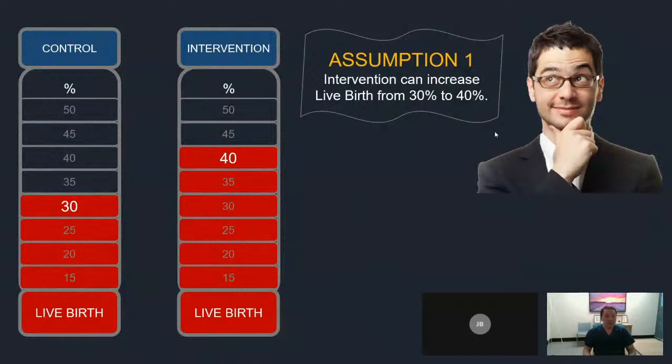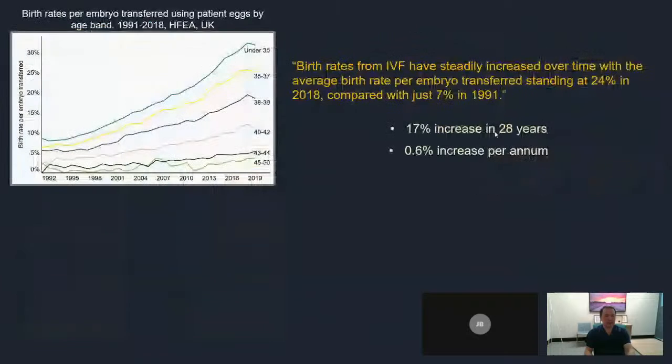But the question is, is our assumption correct? Do we actually believe there is any intervention in IVF which can increase live birth rate by 10% in absolute terms? Let us examine this assumption. If you look at the historic data of the HFEA in the UK, this is IVF cycles, maybe millions of IVF cycles conducted over almost a 30-year period in the United Kingdom. All IVF in the UK is registered with the HFEA. So we're talking about millions of IVF cycles during the last 28 years, from 1991 till 2018.